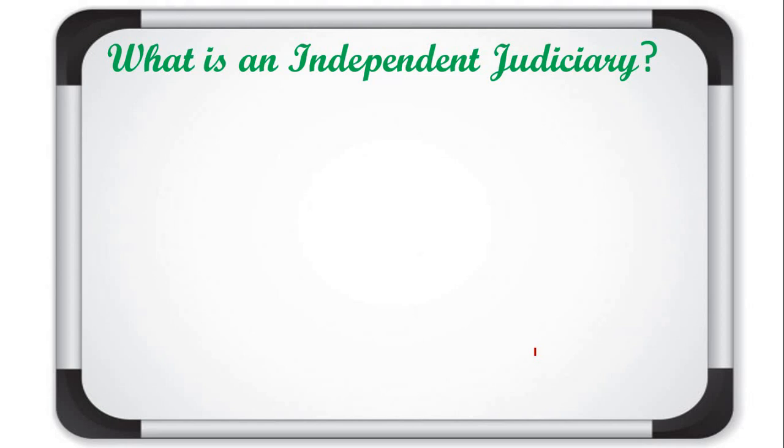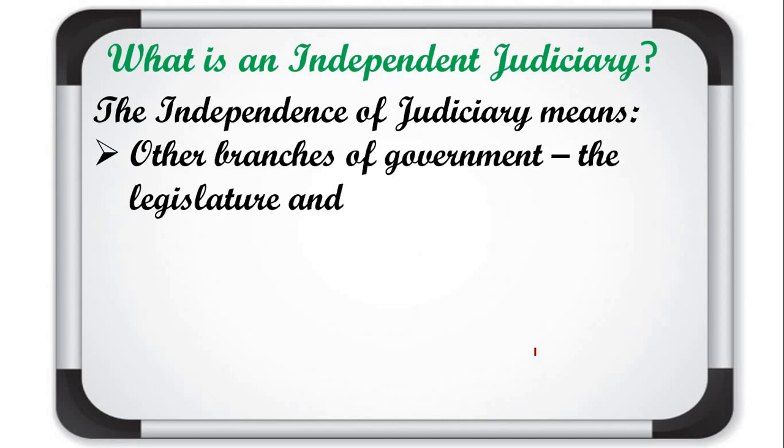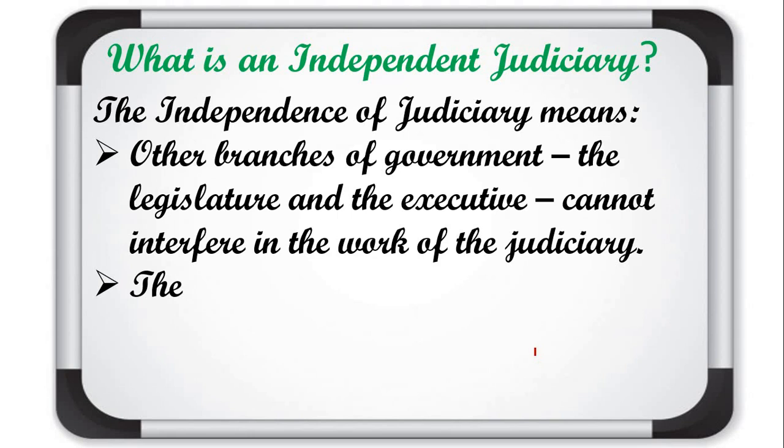So the Constitution of India clearly mentions that the judiciary in India has to be independent. Understood? And for that, the main feature taken in this judicial system is separation of power. Now we will discuss it. The independence of the judiciary means that the other branches of government, the legislature and the executive, can't interfere in the work of the judiciary. This is also known as separation of power.